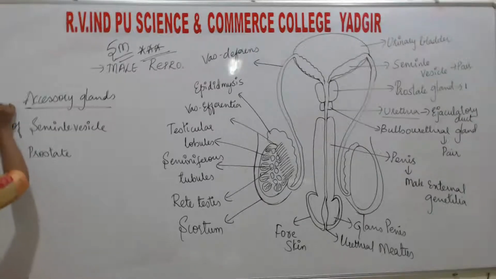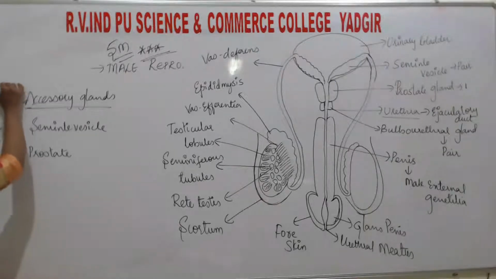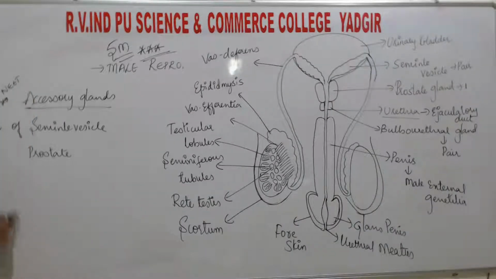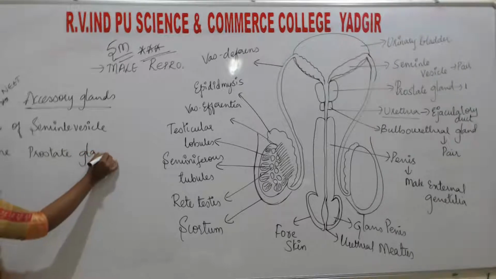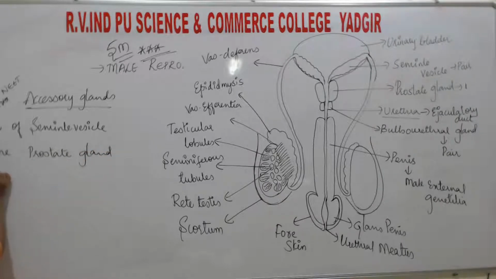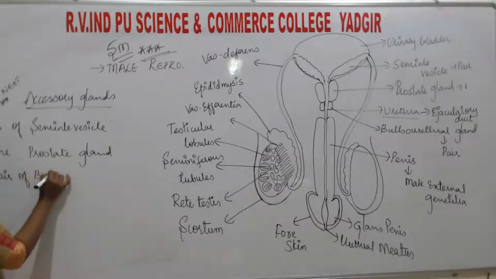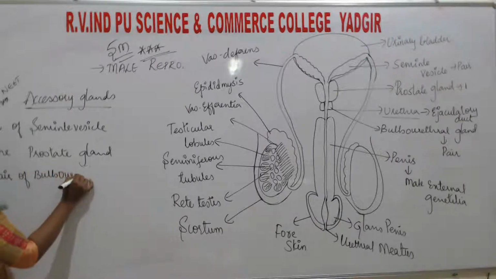This question is also very important for your NEET. How many seminal vesicles will be there? How many prostate glands will be there? How many bulbourethral glands will be there? A pair of seminal vesicles, second, one prostate gland, and third, a pair of bulbourethral glands.